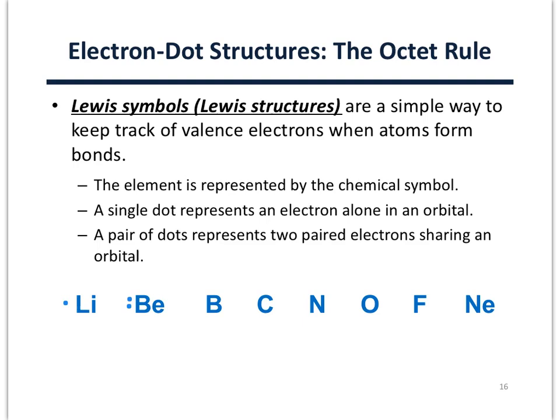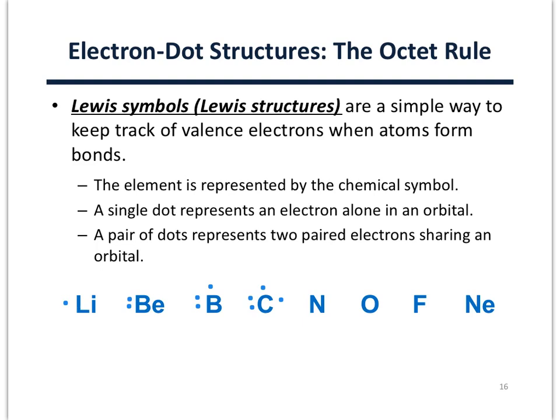Boron has 3 valence electrons, 2 of which are paired in an s orbital, and 1 that is unpaired in one of the 2p orbitals. Carbon has 4 total valence electrons, and the 2 that are in the 2p orbitals are in different orbitals, so we're going to show those on different sides of the carbon atom symbol.